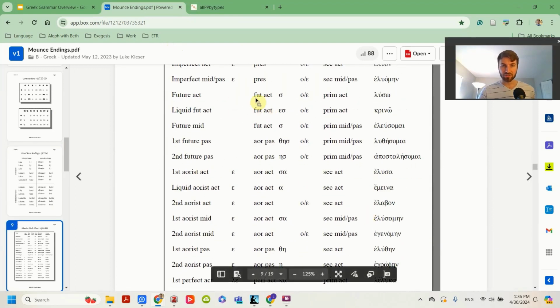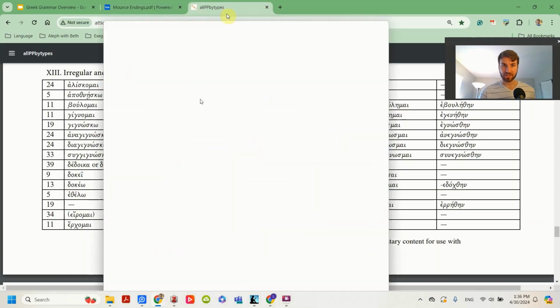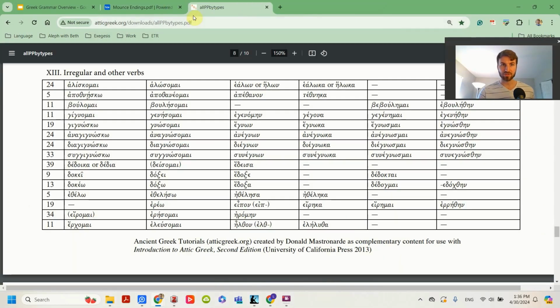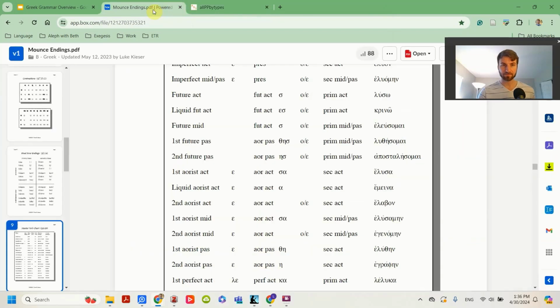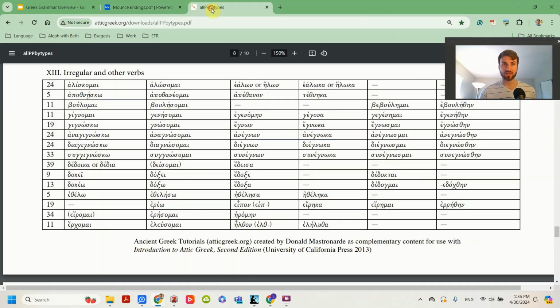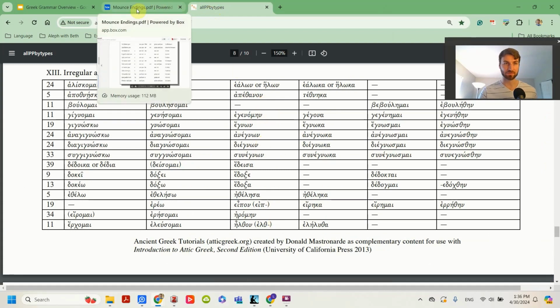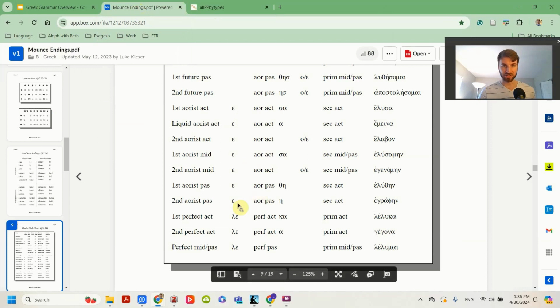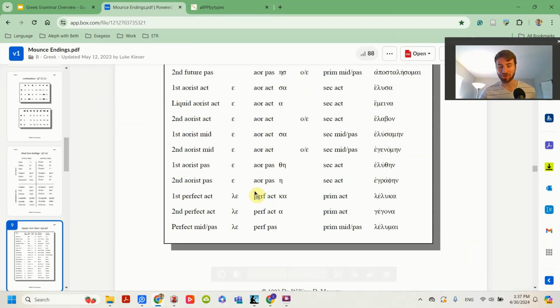And then the future uses the future active, which is the second column. Aorist forms will use the third column, aorist active and middle. You'll notice here that aorist passive has its own stem. That's going to be the sixth, but you don't have to worry about that now.